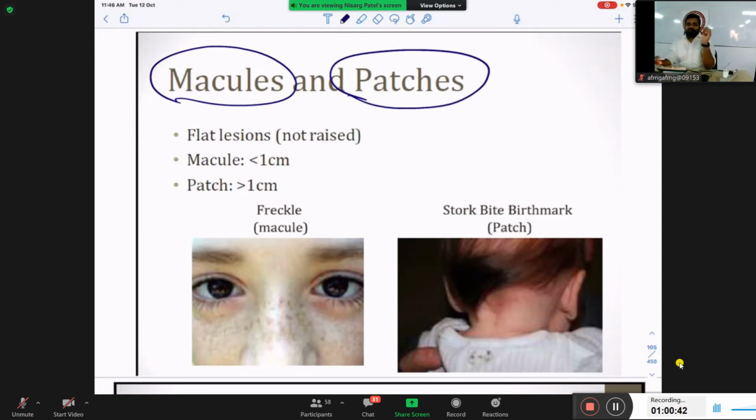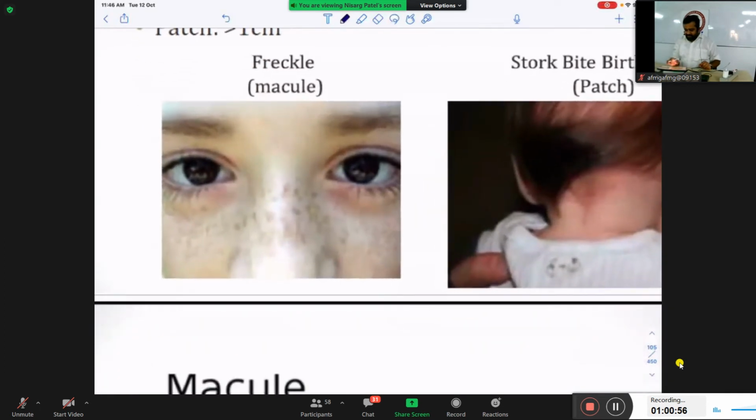Macule: when I have a hyperpigmented flat lesion which is not above the skin, so it is not felt when I'm rubbing the skin. So these are flat lesions. So what I will say, in this patient, is that this patient is having a hyperpigmented macule on his nasolabial fold.